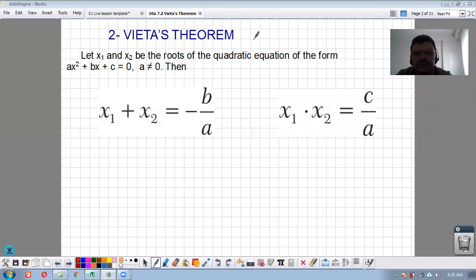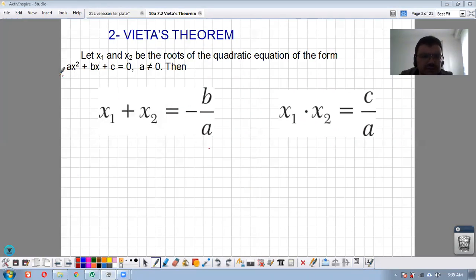Hi everyone. Today we will do a quick review about the lessons that we did before. So we started from Vieta's theorem. Vieta's theorem is about finding the sum of the roots or the product of the roots quickly, without even finding them.